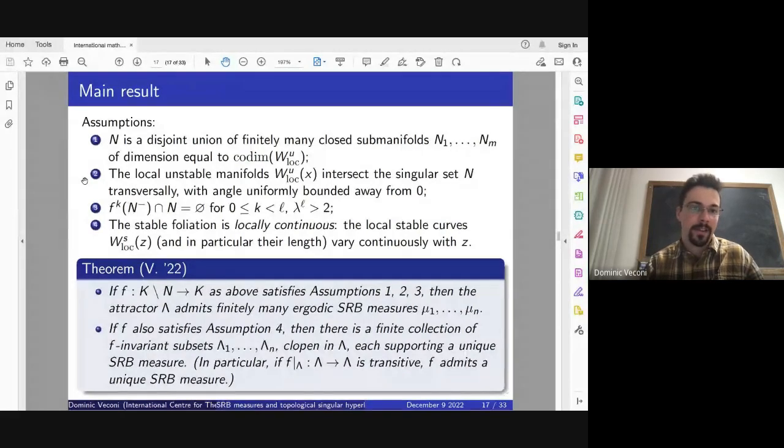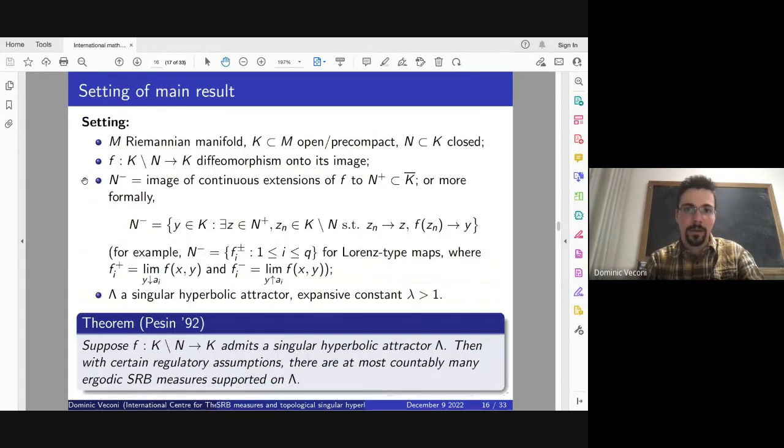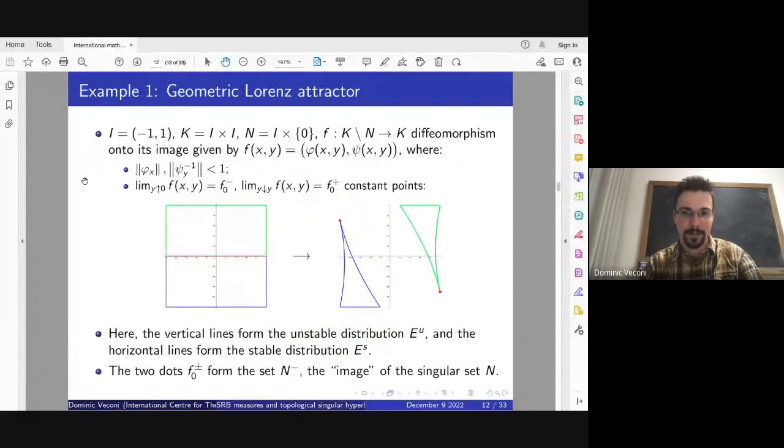The last thing we require is that the stable foliation, in other words, the W^S_loc manifolds, are locally continuous. In other words, the local stable curves, and in particular the length of those local unstable curves, vary continuously with your point z. And I just want to point out also that these assumptions, 1, 2, and 3: disjoint union of submanifolds, unstable curves intersect the singular set transversally, and long recurrence until you get back to the singular set, are all satisfied in the geometric Lorentz attractor, right?